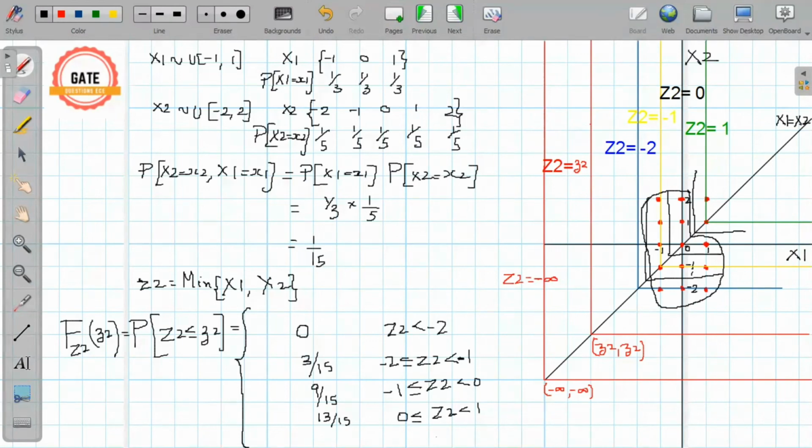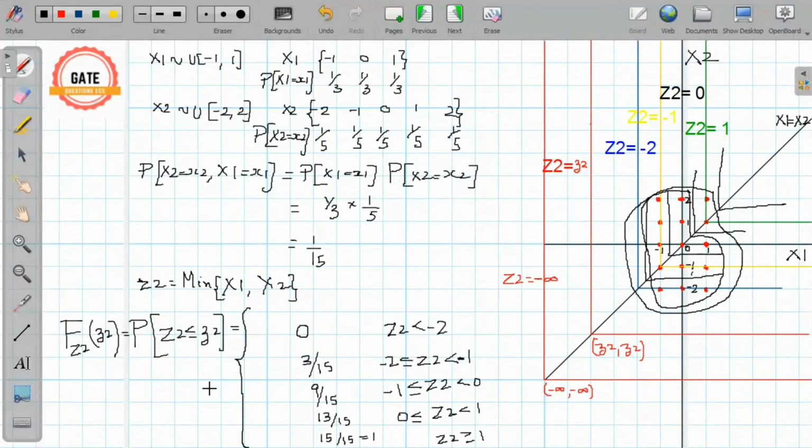Next we consider the case of boundaries which lie in this region. Z2 greater than or equal to 1 is the region which includes this Z2 is equal to 1 boundary and all boundaries that lie to the right of this boundary. So for all such boundaries, we can see it includes all these 15 points to the left of this boundary, 15 by 15, which is nothing but 1. So this is the CDF of Z2.